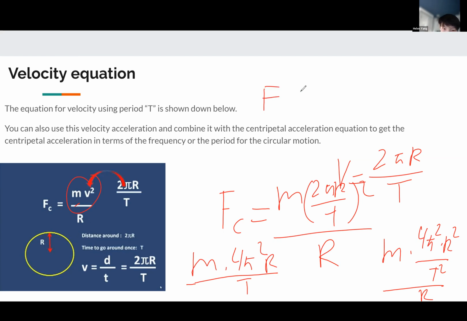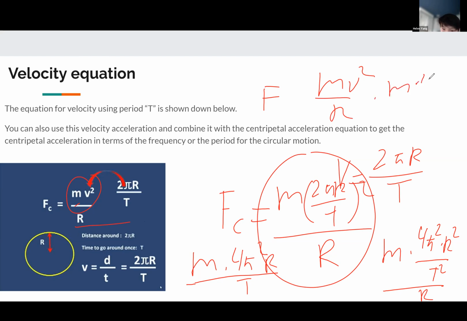So that's if you don't know v, if you have the period and the radius, you can just use this equation instead of mv squared over r to find the force. You can use m times 4 pi squared times r divided by T squared, where T is the period.